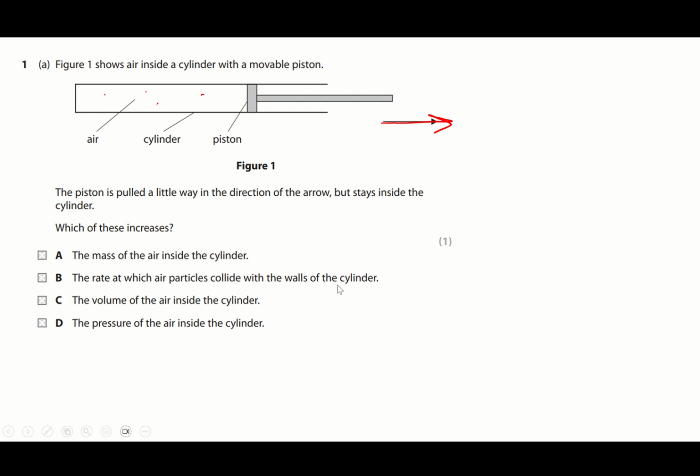You can imagine at the start, it might have looked like that many particles ready to collide. I've got 2, and if I've got a bigger space, actually it won't be a volume like that. But if I've got the same particles in more volume, they're going to collide less often, so the rate will go down. Have I increased the volume of air? Absolutely. So the answer is C.